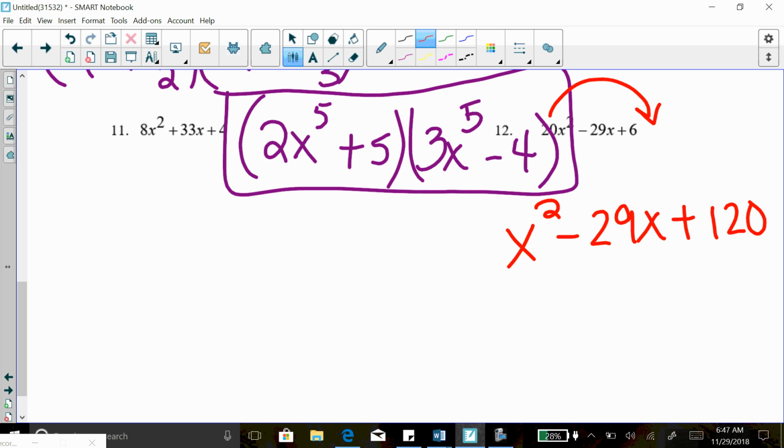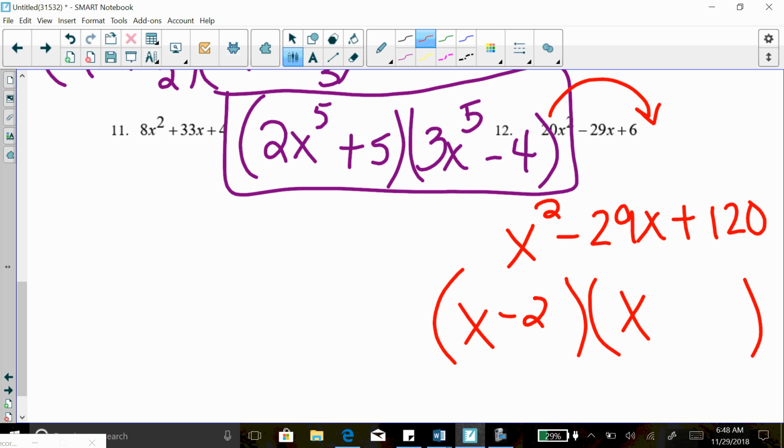Now, again, those are really big numbers, 120 and 29. Those are really big numbers, but nothing you guys can't do. Right? You can just use your calculator to figure out what numbers can add to negative 29 multiplied by 120. And again, if you want to figure this out on your own, pause this video now, and you can try this problem on your own, and then you can turn the video on to check yourself. Okay? So the numbers that actually work are negative 24, negative 5.